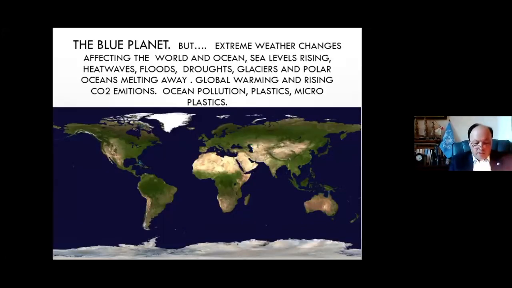Now, here is another interesting image of our blue planet. But we are now familiar with the issues that we face on our sustainable planet. Extreme weather changes affecting the world and ocean, sea levels rising, heat waves, floods, droughts, glaciers and polar oceans melting away, global warming and rising CO2 emissions, among other gases. Of course, in the case of the oceans, important as it is, ocean pollution, plastics, microplastics, all that.